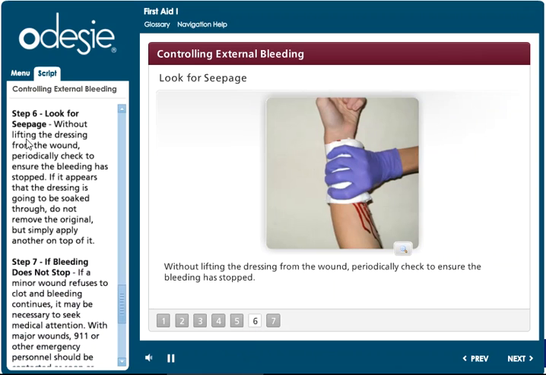Without lifting the dressing from the wound, periodically check to ensure the bleeding has stopped. If it appears that the dressing is going to be soaked through, do not remove the original, but simply apply another on top of it.